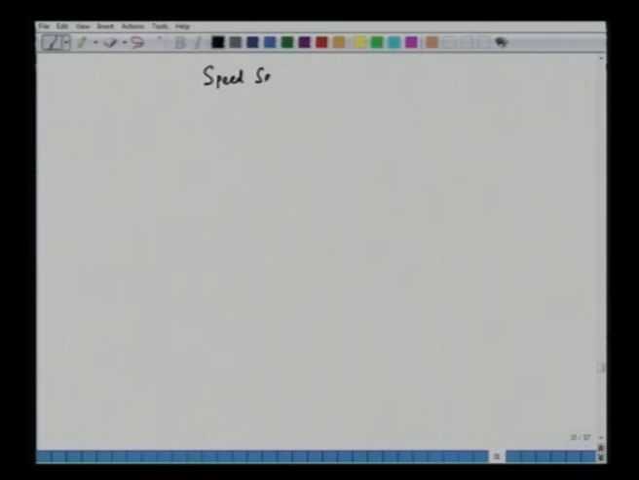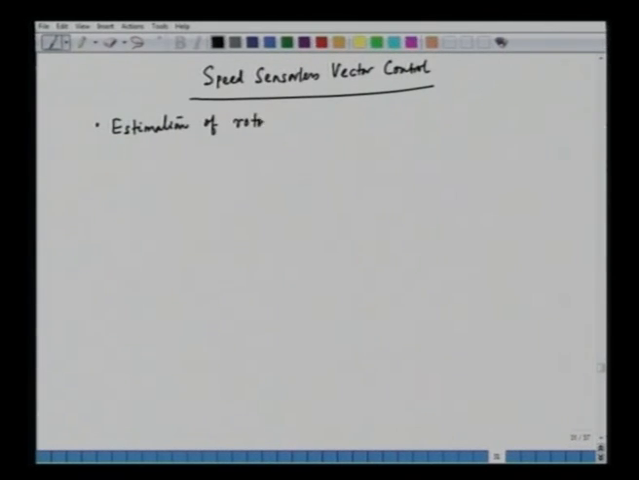So we will be discussing the speed sensorless vector control. The objective in this case is that we have to eliminate the speed sensor, and hence it is called speed sensorless. So we have to estimate the speed. So the basic idea in this case is estimation of rotor speed.